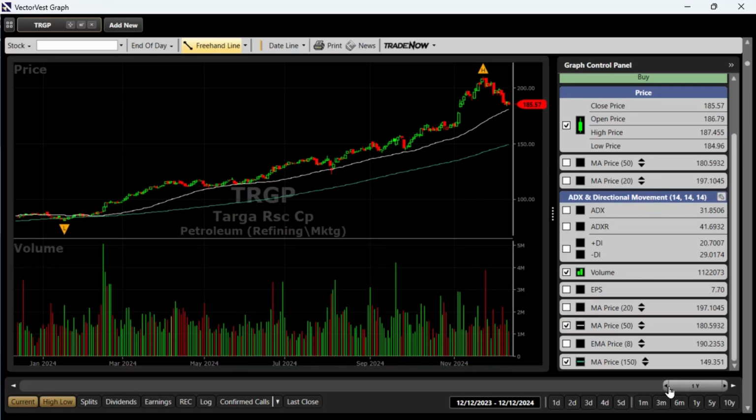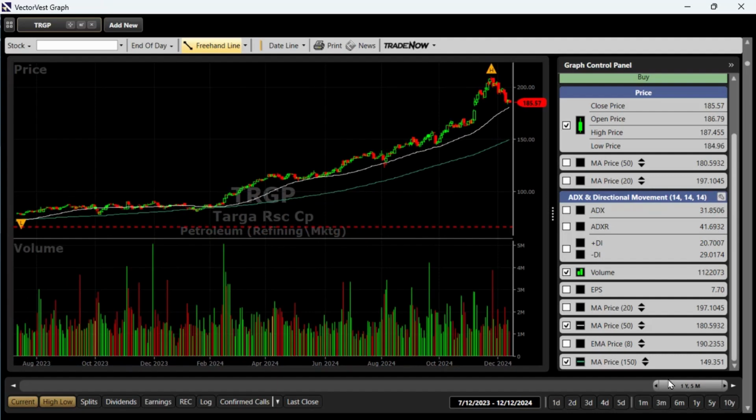Now, that's a simple pullback technique. The pullback technique, as I've outlined, can be applied to any moving average. If you're a shorter-term trader, you look for a 20-day moving average pullback or shorter. As an intermediate-term trend investor, you look for price to pull back to the 50-day moving average. Sometimes you'll see price pull all the way back to the 150, like we saw a few times with one of the stocks that we were looking at earlier.